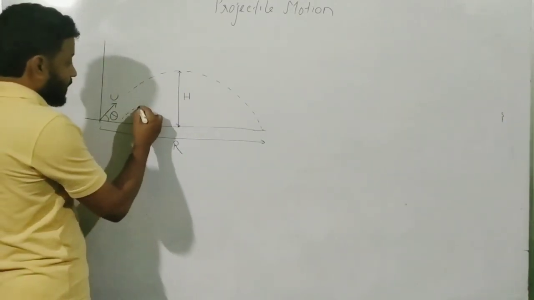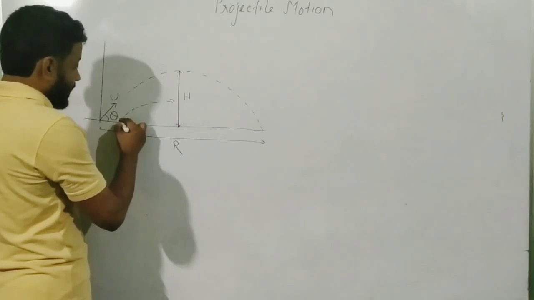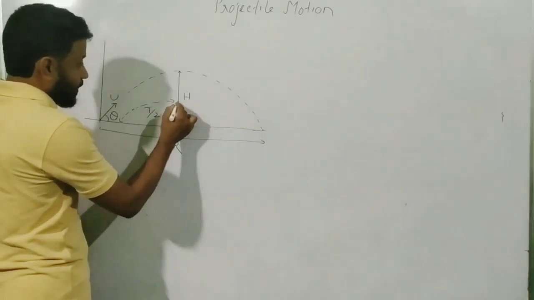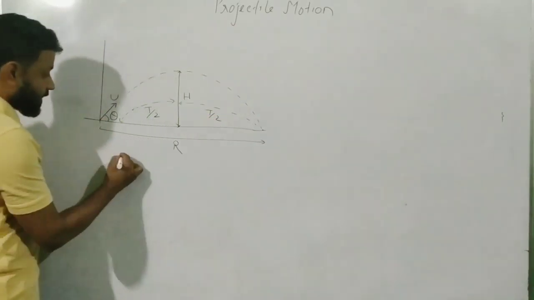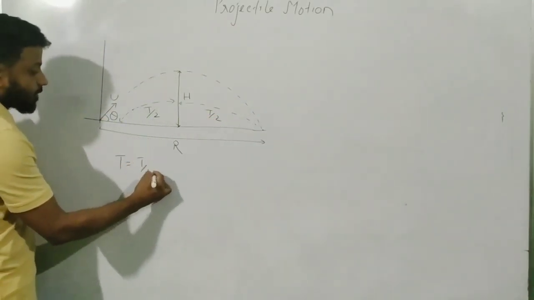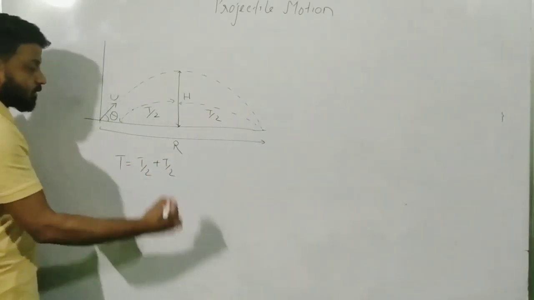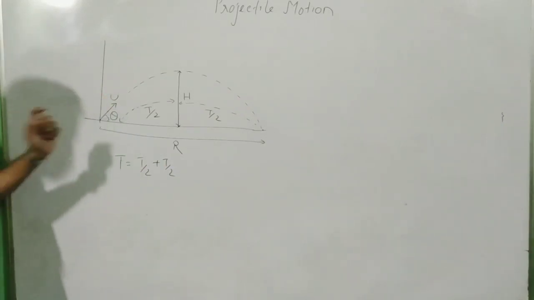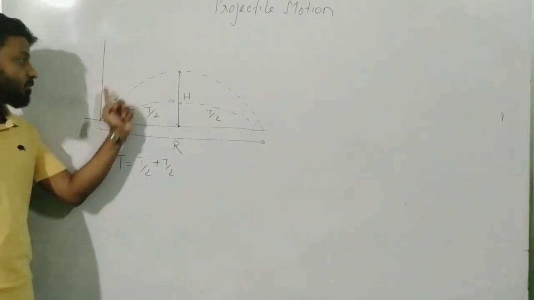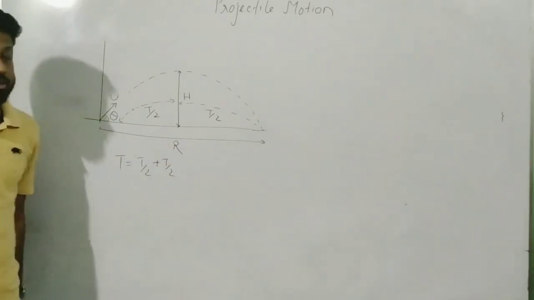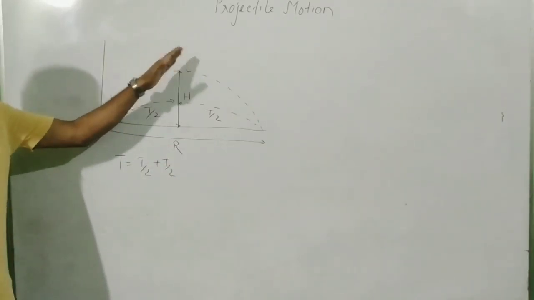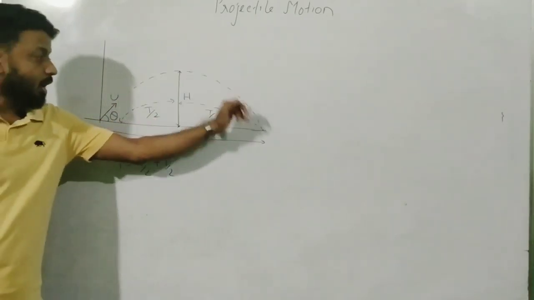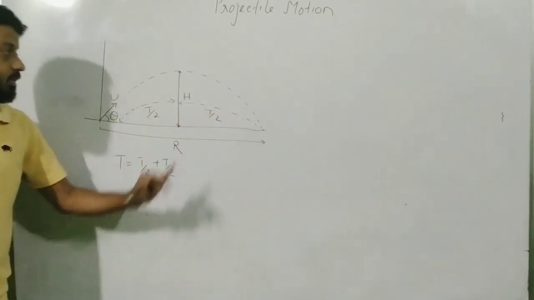So from here till here, if I consider this is T by 2 and then this is again T by 2, the total time of flight is T by 2 plus T by 2, that is equal to T. Always keep one thing in mind: the time of ascent is equal to the time of descent. The time it takes to reach the maximum height, and from there when it comes back to the earth, the time taken is the same.